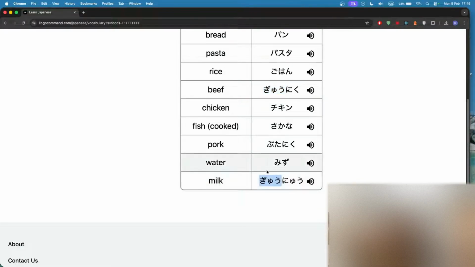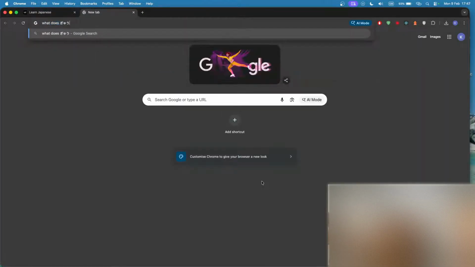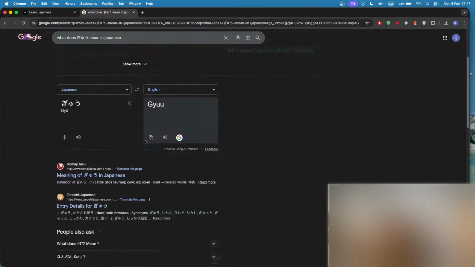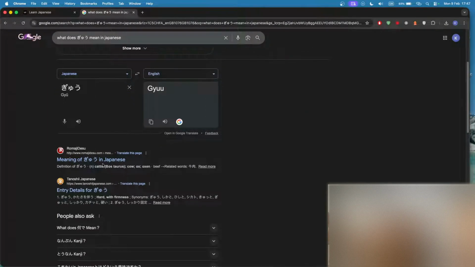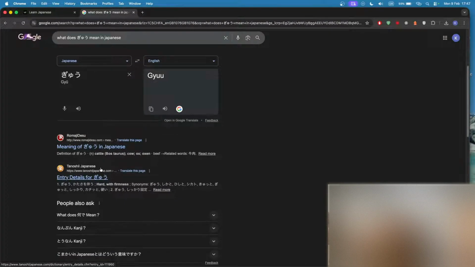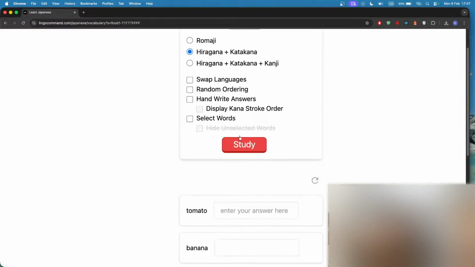Now this is interesting because this gyu is also used for beef. So I'm thinking this gyu has something to do with cow. Maybe it's like cow's milk. We could spend a quick moment to Google what does gyu mean. Because cow is ushi. Cattle. Okay, that makes sense.